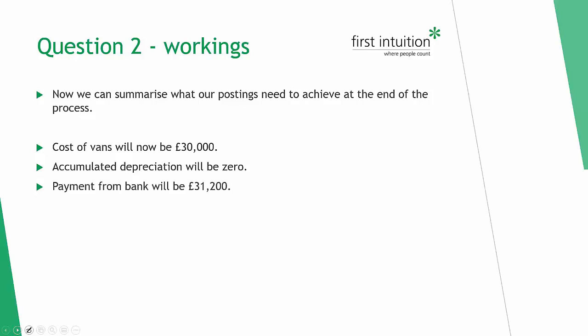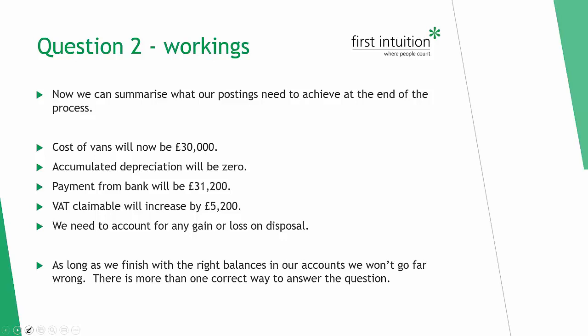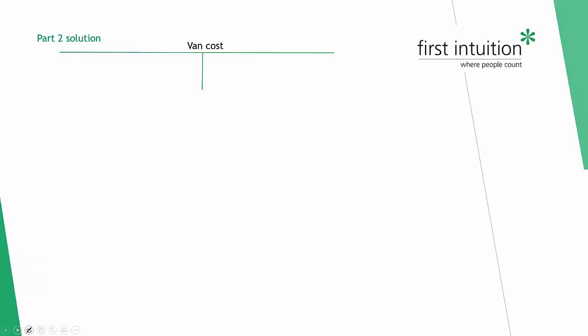The payment out of the bank, the VAT claimable, and again, we need to finish up by working out any gain or loss on disposal. And as long as we finish up with the postings we make having the right effect, we can't really go far wrong. There's more than one correct set of postings that would answer this question. So let's lay out the accounts.